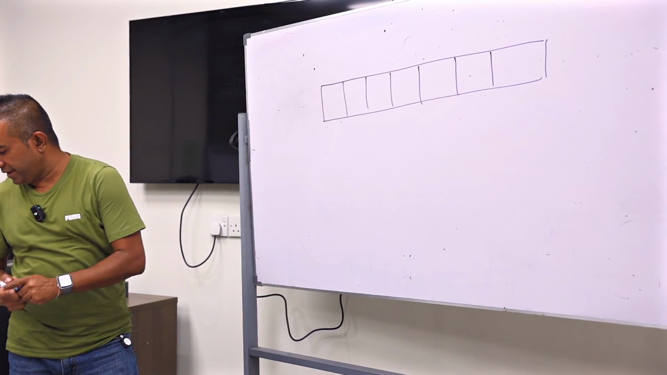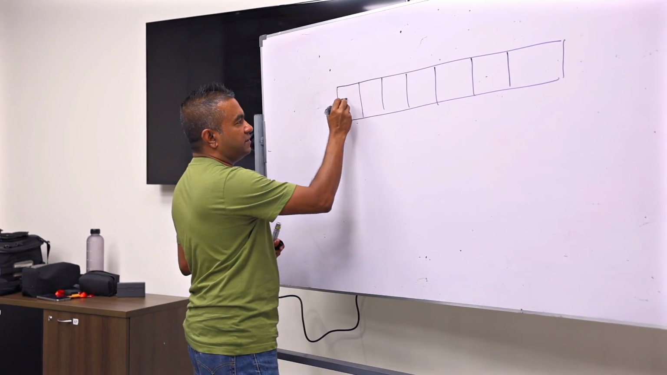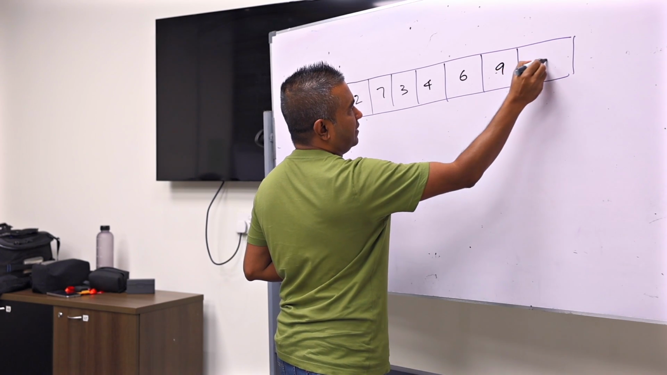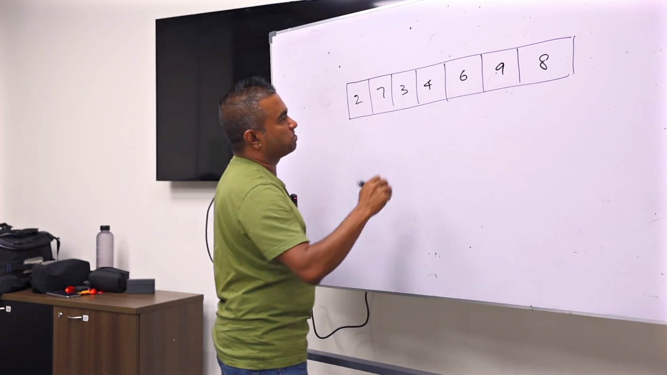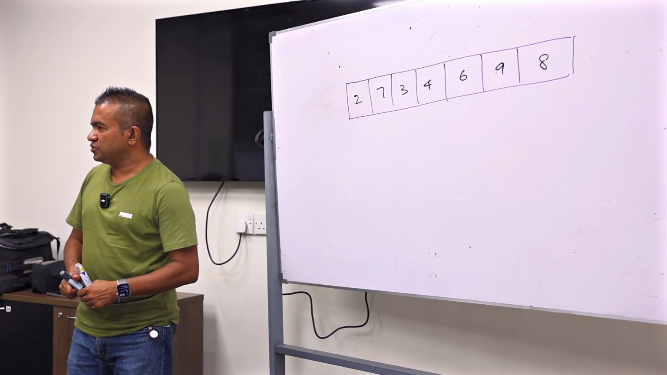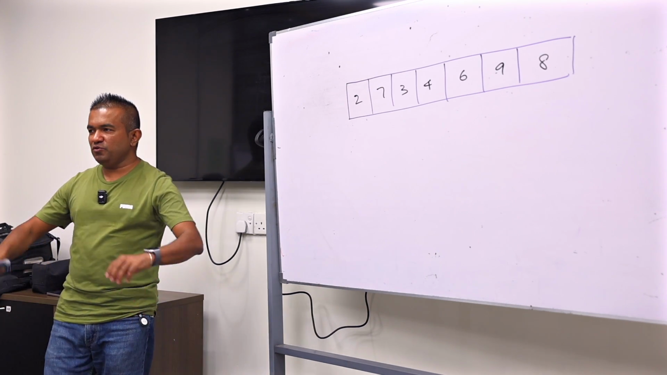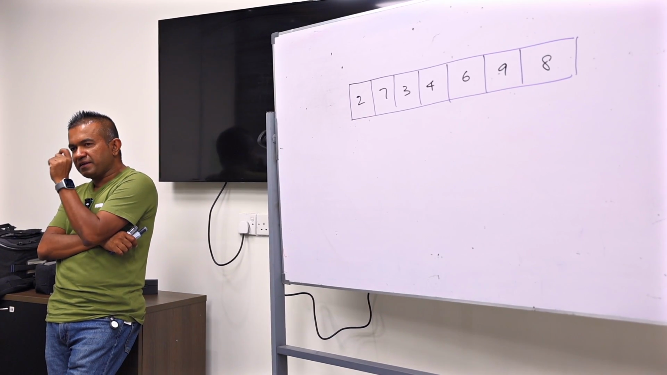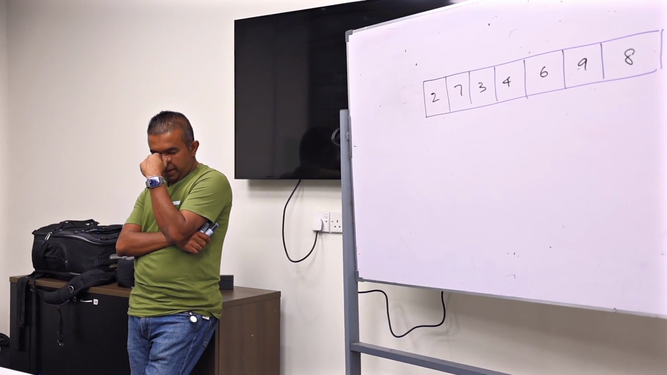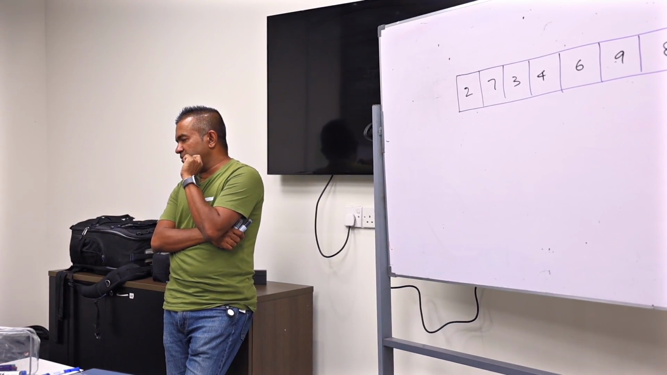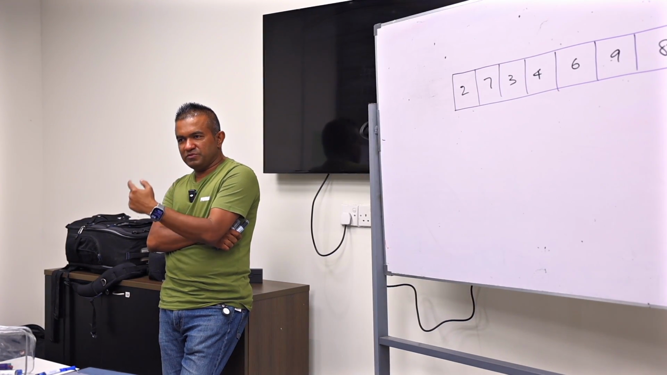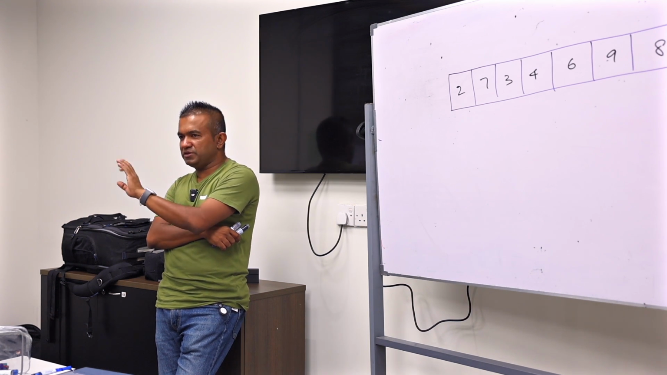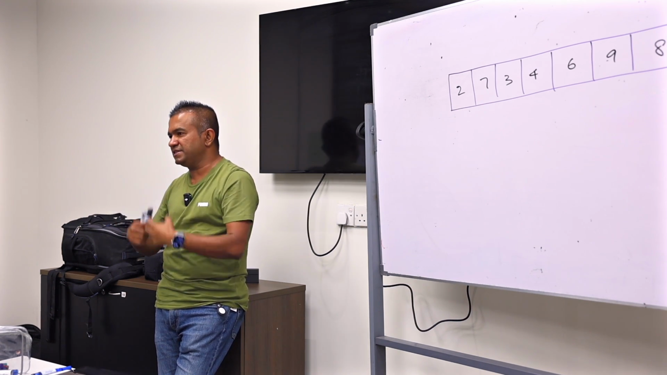Right? So now this array has different numbers: 2, 7, 3, 4, 6, 9, 8. Okay? So now let's assume you are going to look for some particular number. When you are looking for a particular number, the easiest way is to get a for loop and run through from index 0 to the other side, so then you can see whether the current index value is the one.